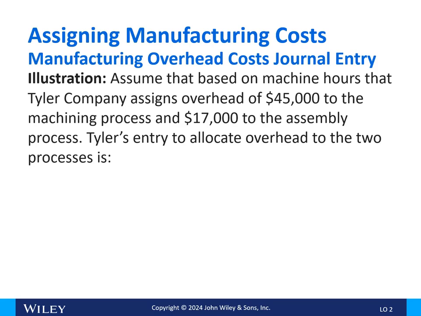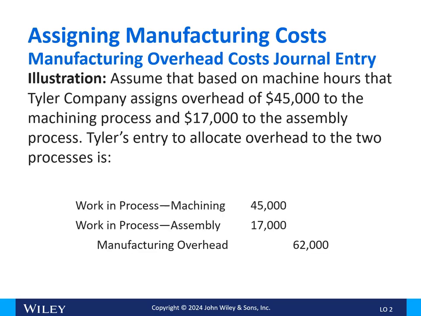Assume that based on machine hours that Tyler Company assigns overhead of $45,000 to the machining process and $17,000 to the assembly process. The entry is going to be debit work in process machining $45,000, debit work in process assembly $17,000, and the credit to manufacturing overhead of $62,000.